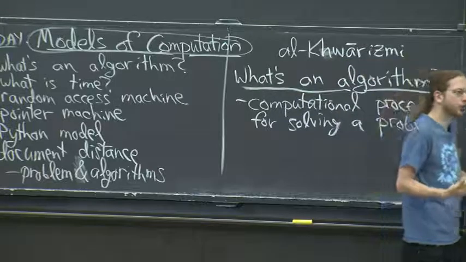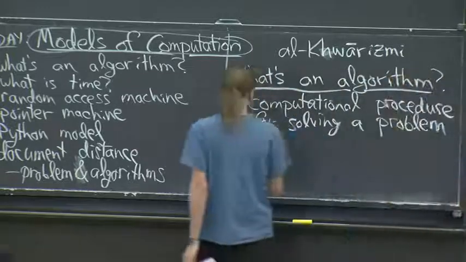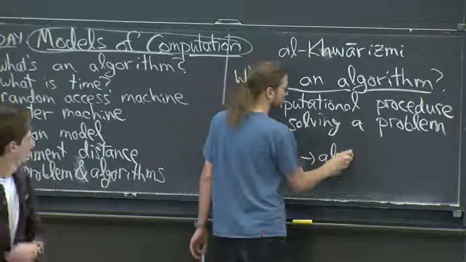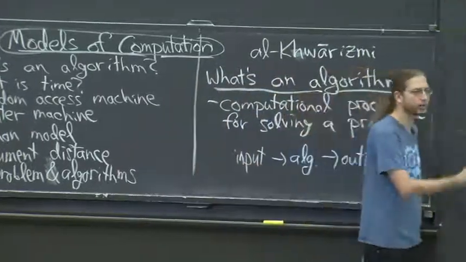Whereas computer code, I mean, it could just be running in the background all the time, doing whatever. An algorithm we think of as having some input and generating some output, usually to solve some problem. You want to know, is this number prime, whatever.